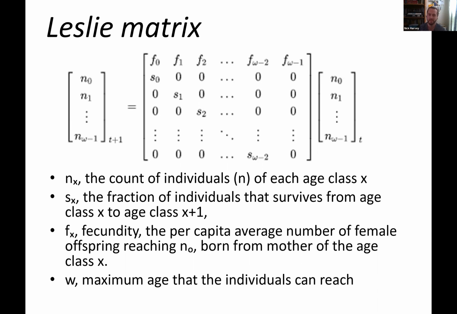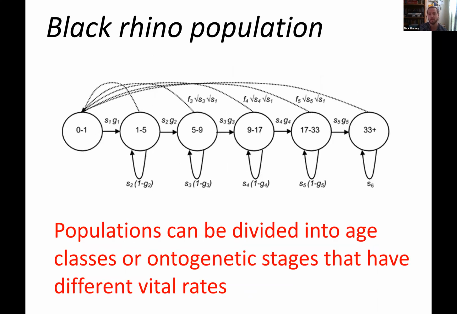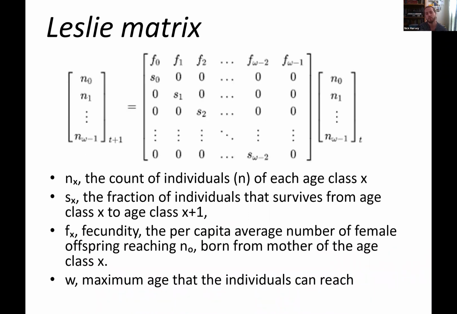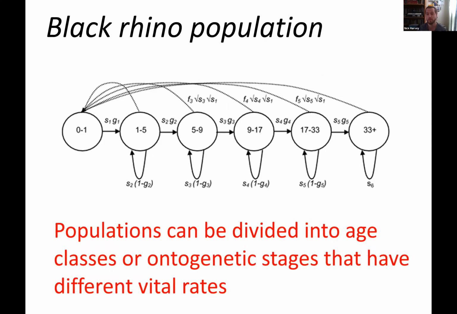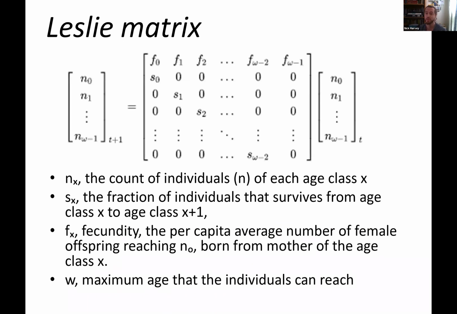Across the top, we have these F numbers, and these are the fecundity rates. So these are the per capita average number of female offspring reaching N0 born from a mother of age class X. I know that's a bit confusing, but basically each column in this matrix is one of those age classes. If we're looking at this population model here, we have 6 age classes. And so F0 would be the number of 0 to 1-year-olds that are giving birth, which is obviously going to be 0 because it's a pre-reproductive life stage.